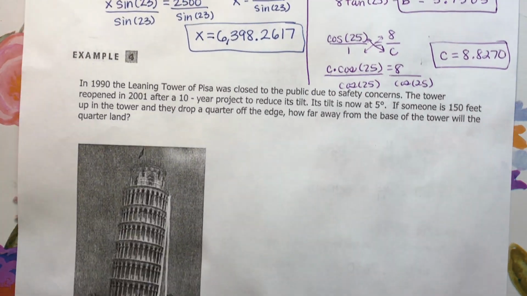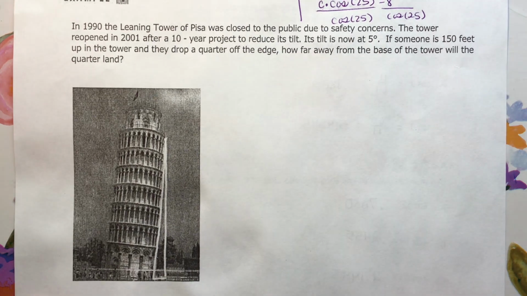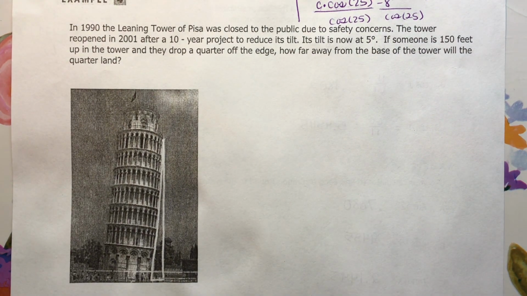We have one more example and then we'll be done. It says, in 1990, the Leaning Tower of Pisa was closed to the public due to safety concerns. The tower reopened in 2001 after a 10-year project to reduce its tilt. Its tilt is now at 5 degrees. If someone is 150 feet up in the tower and they drop a quarter off the edge, how far away from the base of the tower will the quarter land?